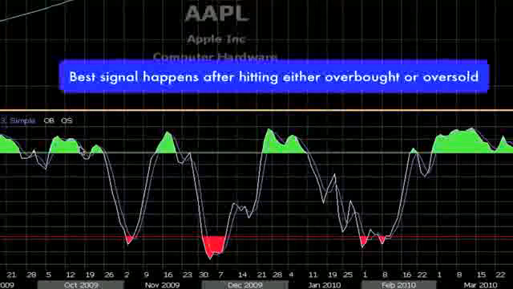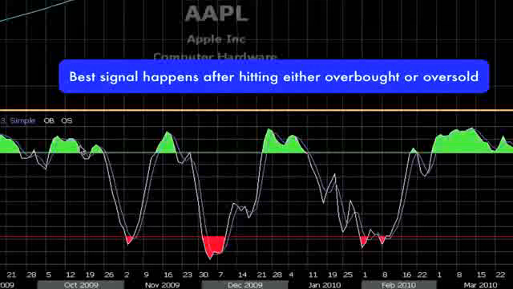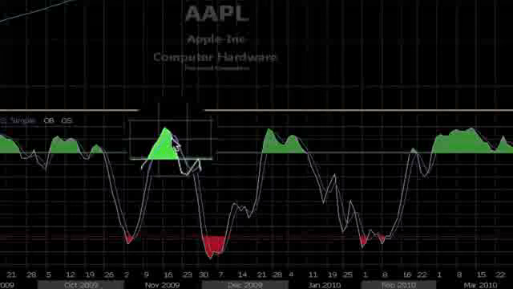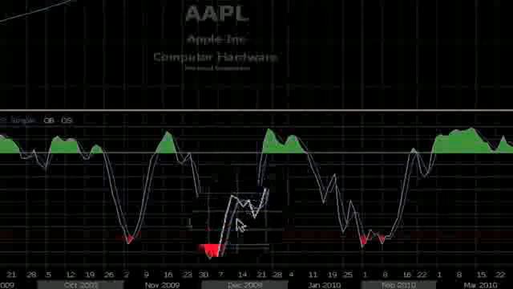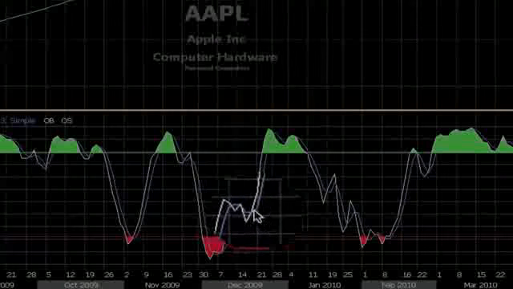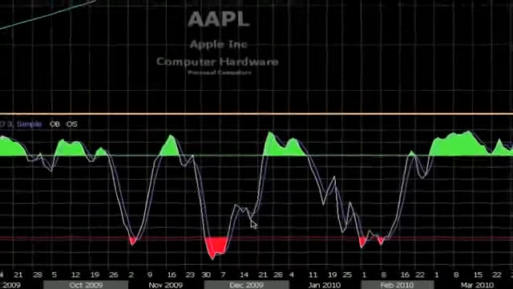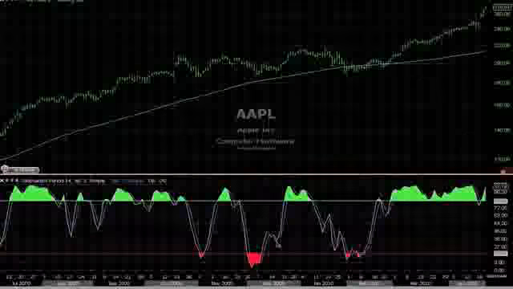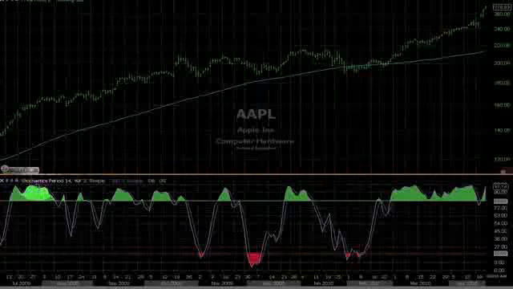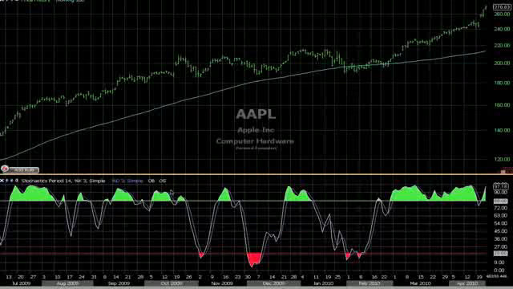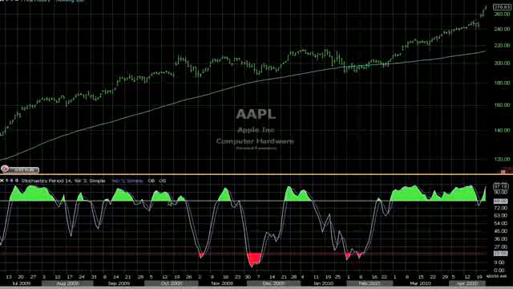However, he did believe that the best signals came after hitting these extremes, so he would be looking for this crossover here, and here, and here, and avoid these crossovers. I will show you some trade examples, and then I will also show you how to avoid going short during these times here where stochastic can stay overbought for a long period of time, resulting in many losses.